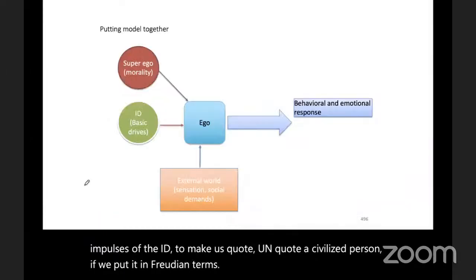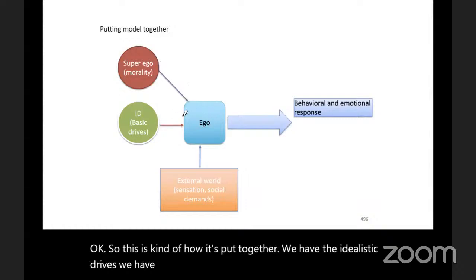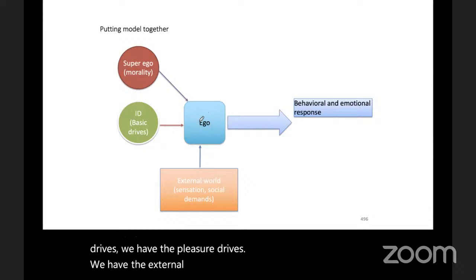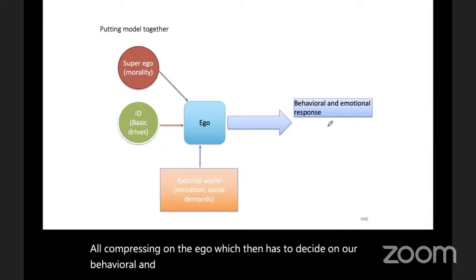Okay. So this is kind of how it's put together. We have the idealistic drives, we have the pleasure drives, we have the external world, all compressing on the ego, which then has to decide on our behavioral and emotional response.